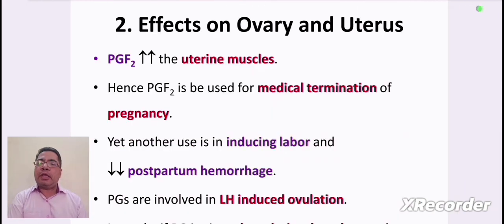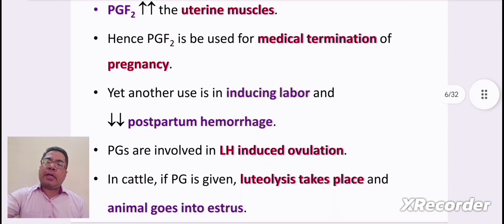Effects on the ovary and uterus. PGF2 increases contraction of the uterine vessels. Hence, PGF2 is used for medical termination of pregnancy. Yet another use is inducing labor and decreasing postpartum hemorrhage. PGs are involved in luteinizing hormone-induced ovulation. In cattle, if PG is given, luteolysis takes place and the animal goes into estrus.